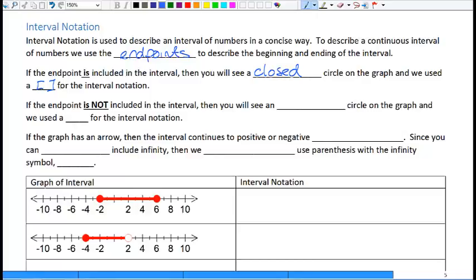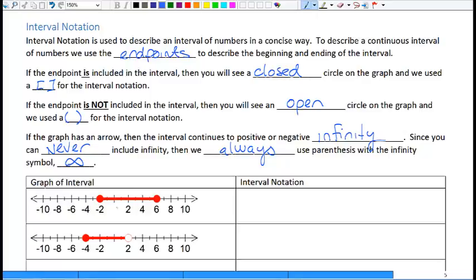If the endpoint is not included in the interval, then you will see an open circle on the graph, and we will use a parenthesis for the interval notation. Now, if the graph has an arrow, implying that it keeps going on forever in one direction, then the interval continues to positive or negative infinity. Since you can never actually include infinity, we will always use parentheses with the infinity symbol, and this is the infinity symbol there.